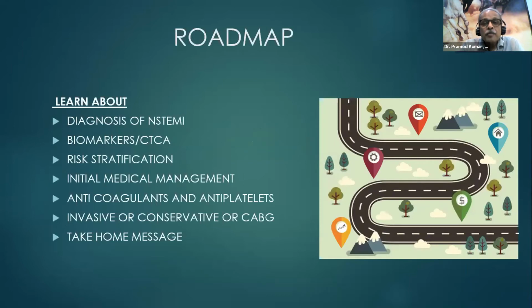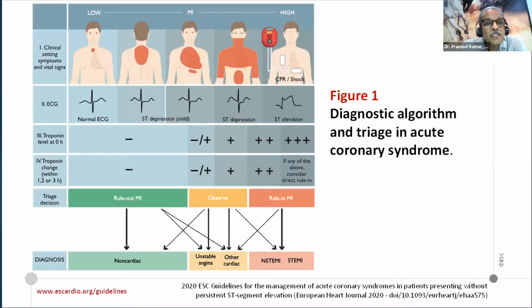And the roadmap of today's talk: we'll discuss the diagnosis of non-ST elevation MI, biomarkers, then the role of CT coronary angiogram, risk stratification, initial medical management, anticoagulants and antiplatelets, then invasive or conservative or CABG, and then the take-home message. My talk is based totally on the 2020 European Society of Cardiology guidelines, which are the latest and most comprehensive guidelines that we have got.